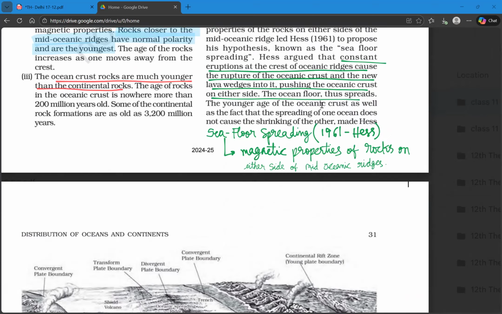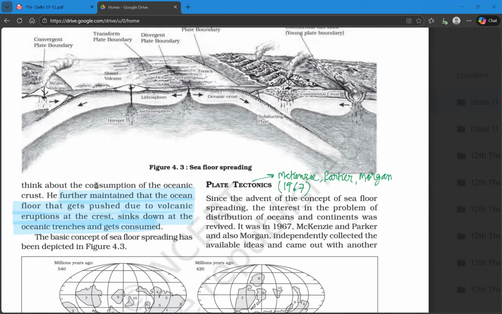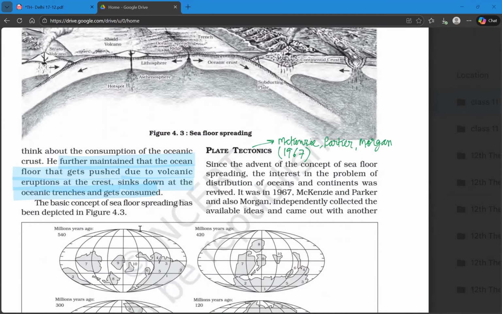The younger age of the oceanic crust, as well as the fact that the spreading of one ocean does not cause the shrinking of the other, made Hess think about the consumption of oceanic crust. He further maintained that the oceanic floor that gets pushed due to volcanic eruptions at the crust sinks down at oceanic trenches and gets consumed. This is the basic concept of seafloor spreading.